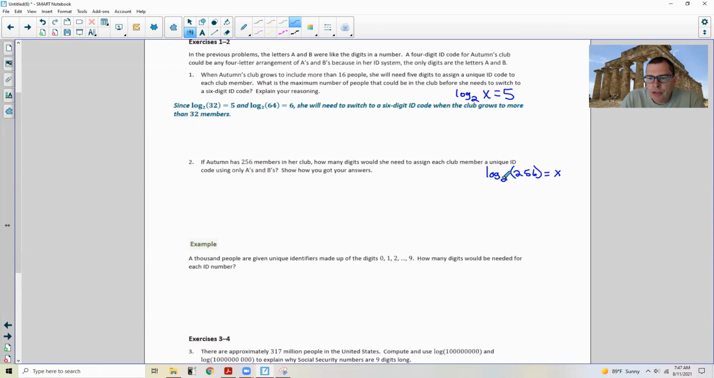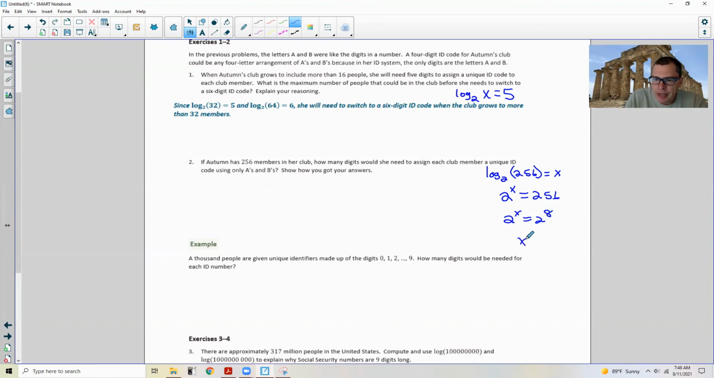So we know it's a log base 2. The number of people in our group is 256. So I want to know what power of 2 will give me 256. So if I switch this to an exponential function, I get 2 to the x equals 256. I want my bases to be the same. So I say 2 to the x equals 2 to some power. 2 times 2 is 4, times 2 is 8, times 2 is 16, 32, 64, 128, 256. 2 to the 8th.